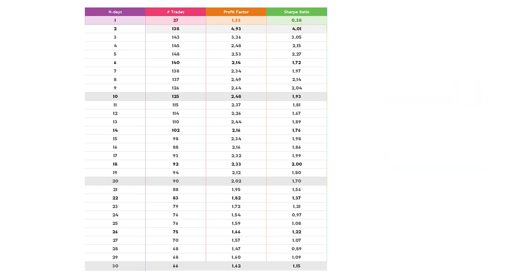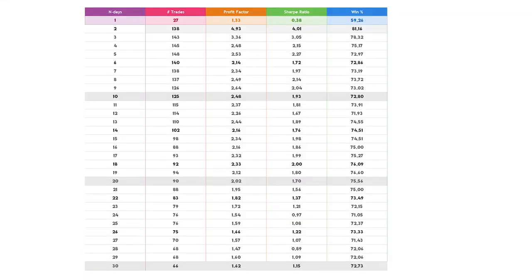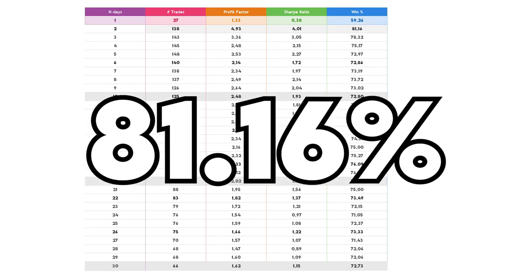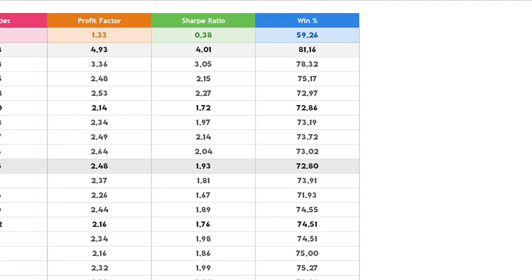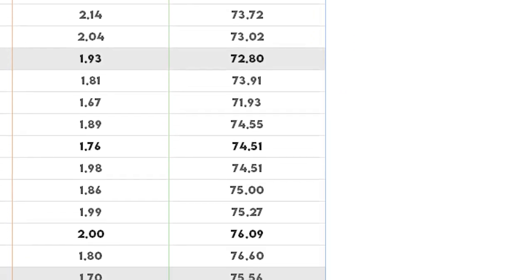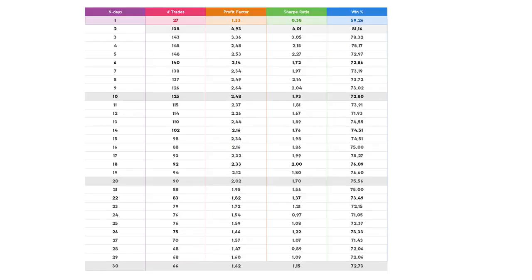The next column is percent of winners, and this one was really surprising. Boom, look at the number of times the divergences were right. Again, the 2-day divergence took the lead, being right 81.16% of the time. Let me say that again, 81.16% of the time, which is absolutely insane. And if you look at all of these, they all had insanely high win percentages, which I found pretty interesting.